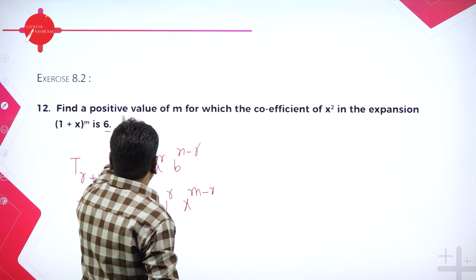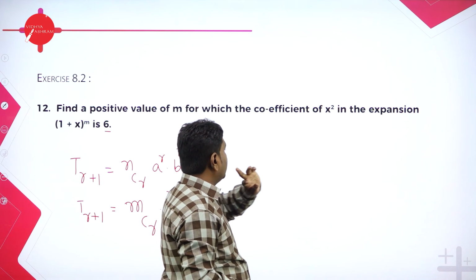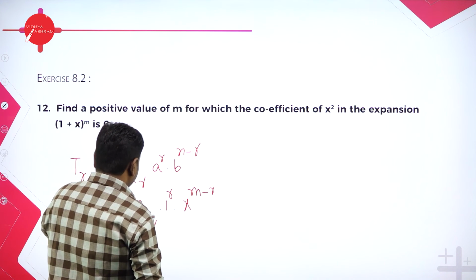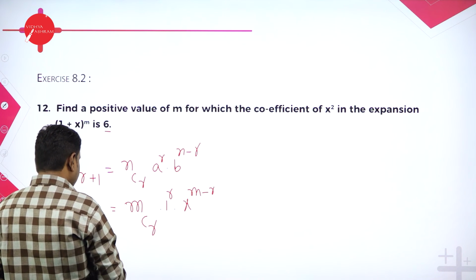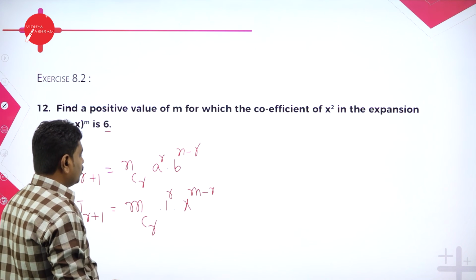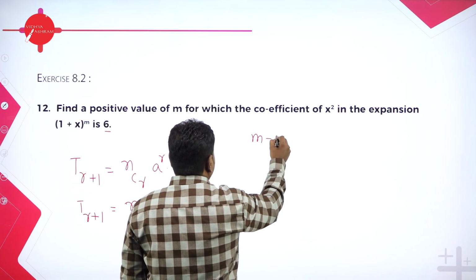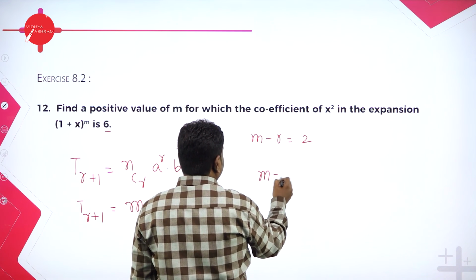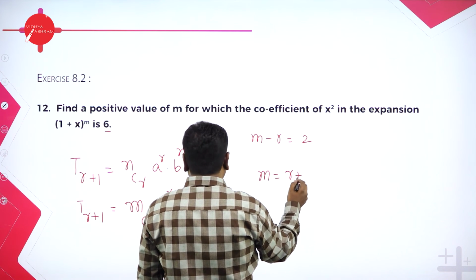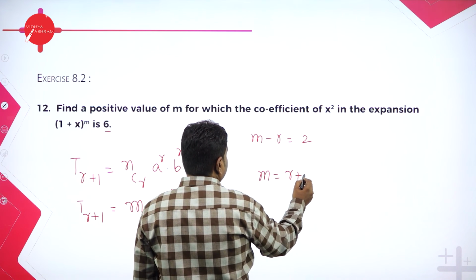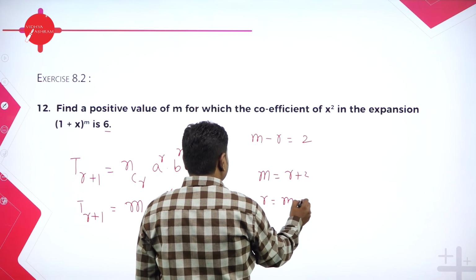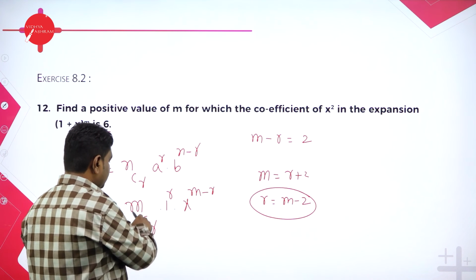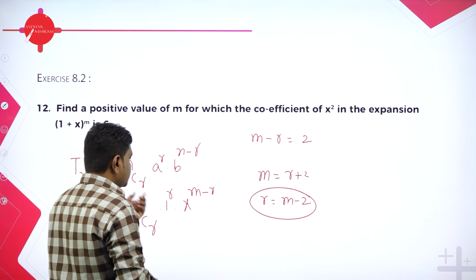And they told find the value of m for which the coefficient of x square in the expansion is 6. Coefficient. So now x square, m minus r, I'll equate it to 2. The coefficient should become 6. So now m minus r is equal to 2. And m will become r plus 2, or r is equal to m minus 2. I have to select m such that MCR should become 6. So MC m minus 2 I can write.